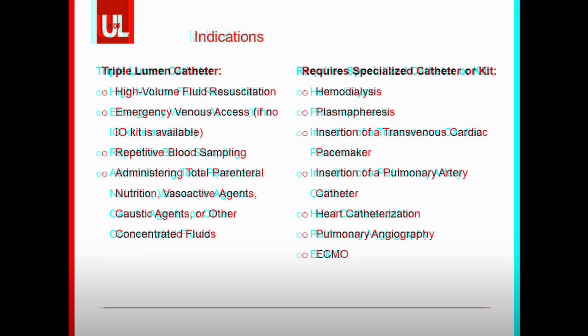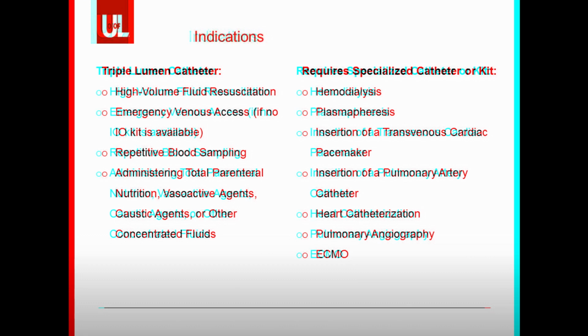There are several indications for placing a central venous catheter, some of which require a specialized type of catheter or kit to place. For a basic triple lumen central venous catheter, indications include high volume fluid resuscitation, emergency venous access if no intraosseous kit is available, repetitive blood sampling, administering total parenteral nutrition, highly vasoactive agents, caustic agents, or other concentrated fluids.